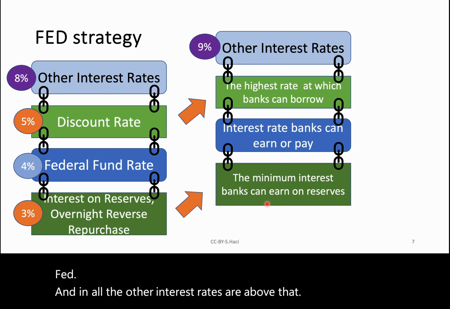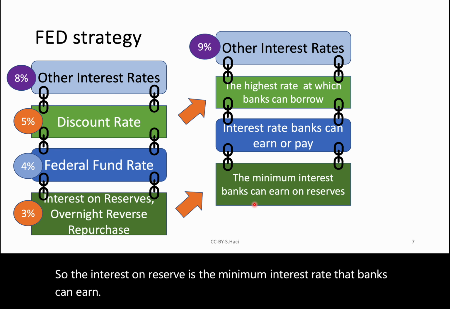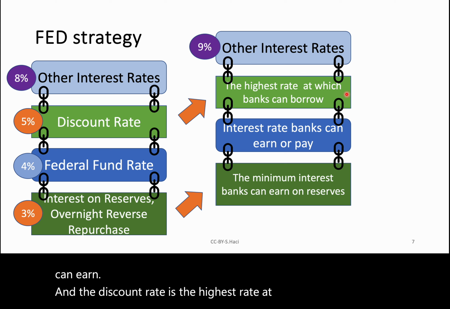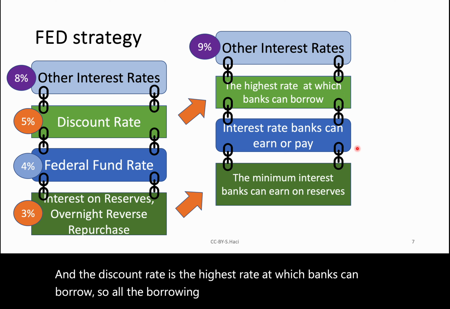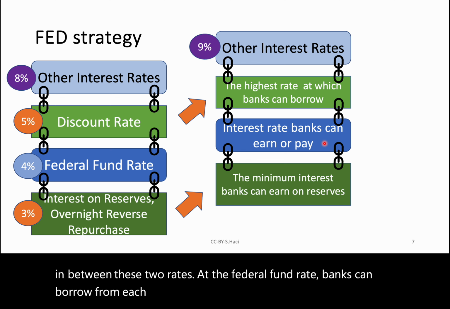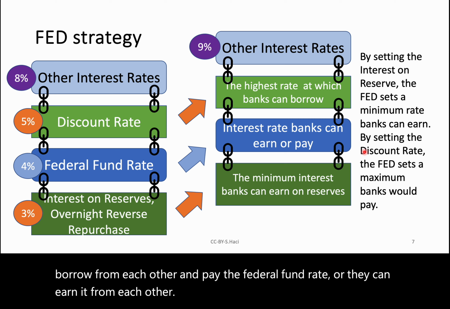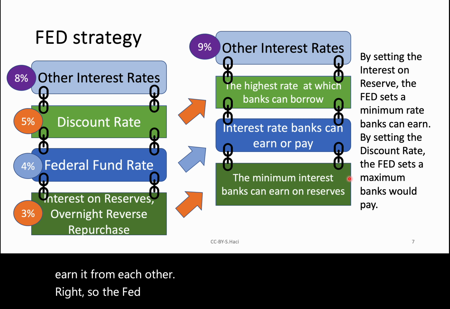So the interest on reserves is the minimum interest rate that banks can earn. And the discount rate is the highest rate at which banks can borrow. So all the borrowing and lending activity of banks happens in between these two rates at the federal funds rate. Banks can borrow from each other and pay the federal funds rate, or they can earn it from each other. Right, so the Fed is setting a minimum that the banks can earn and a maximum at which they can borrow.